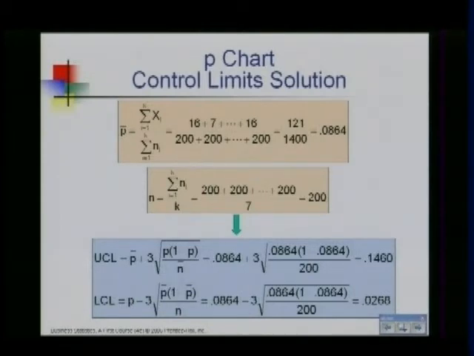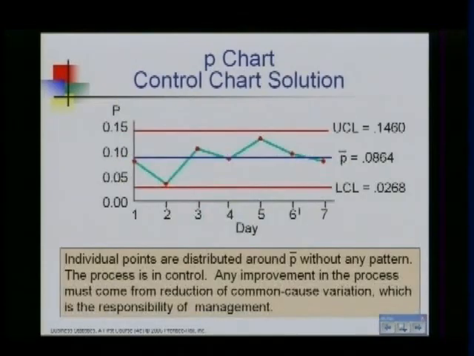If I get values above 0.146 or below 0.0268, I would reject the null. Remember, that means the process is out of control. If the lower limit turned out to be negative, remember, I've got to set it equal to 0. In this case, it's positive, so I can use that number.